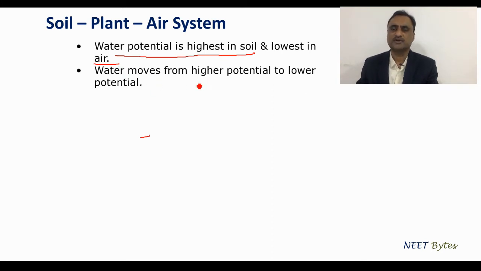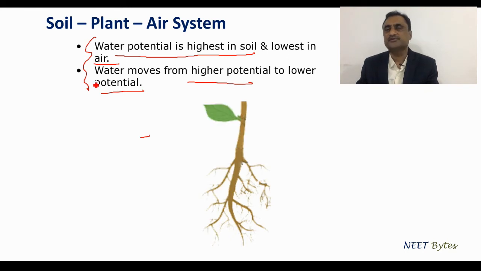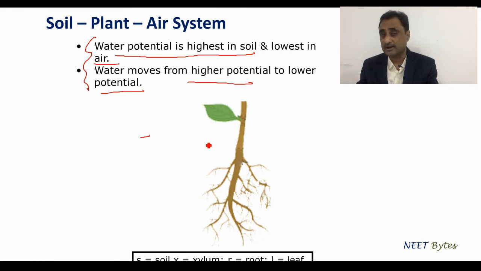So right now, you can see in the diagram that there is a plant showing the root, stem and the leaf. Here we will see that when the water is moving from soil to the air, how the potential in terms of water chemical potential, solute potential and pressure potential is changing. I would like to have your concentration. So have a look at the very first.